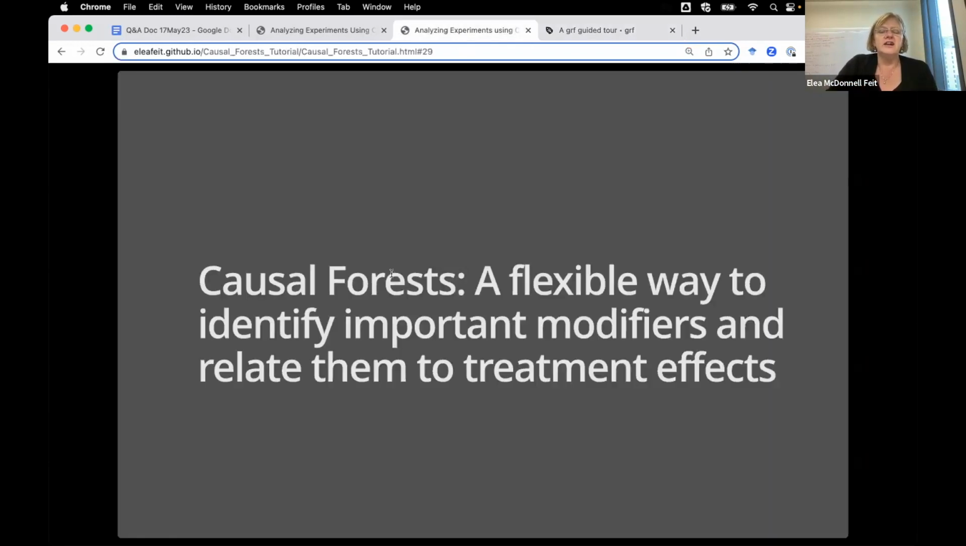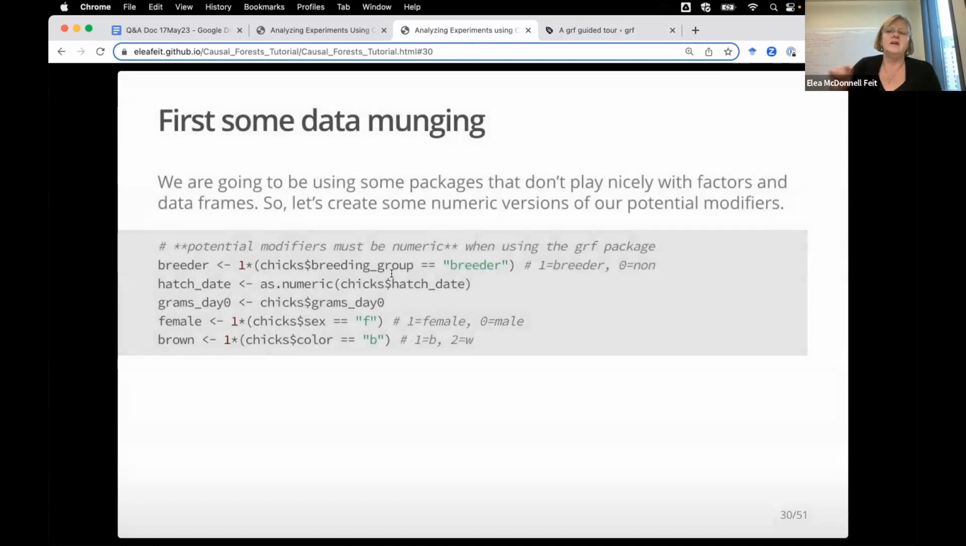The first thing I learned in that process was that the GRF package doesn't play nicely with R factors. The chicks data has breeding group stored as a factor, and that's nice because it plays very nicely with the lm function and a bunch of other base R packages. But the GRF package doesn't follow that convention, so all the variables have to be numeric. So I'm going to create 5 potential modifiers that are numeric.